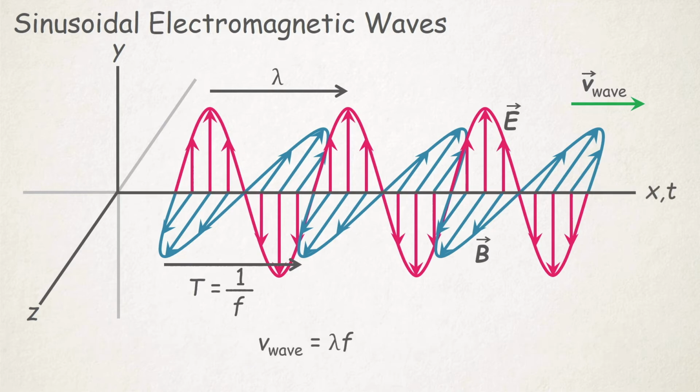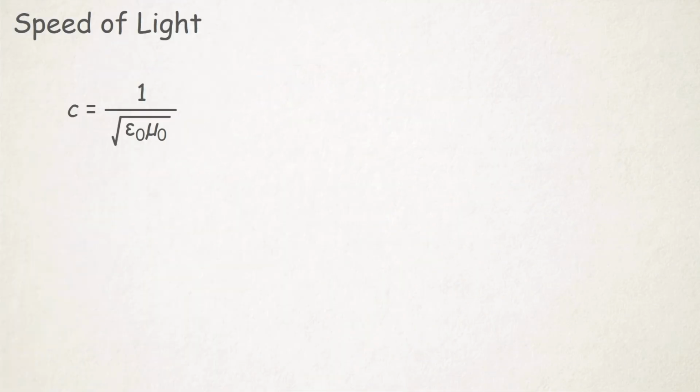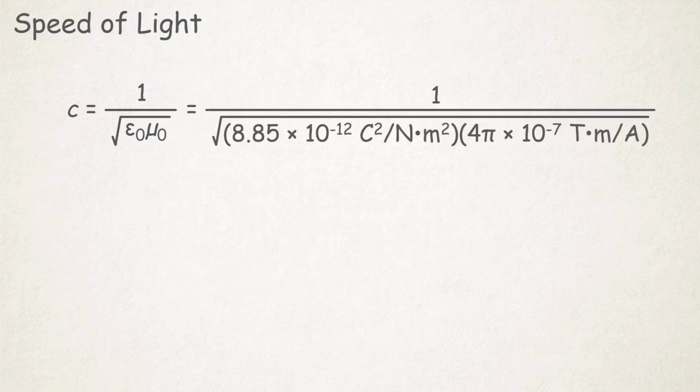The speed of any wave is equal to its wavelength times its frequency, and for an electromagnetic wave in a vacuum, this speed is equal to 1 over the square root of epsilon naught times mu naught. This value c is called the speed of light. Epsilon naught, the permittivity of free space, is 8.85 times 10 to the minus 12 coulombs squared per Newton meter squared, and mu naught, the permeability of free space, is 4 pi times 10 to the minus 7 Tesla meter per amp. This equates to 2.998 times 10 to the 8 meters per second, the speed of light in a vacuum.